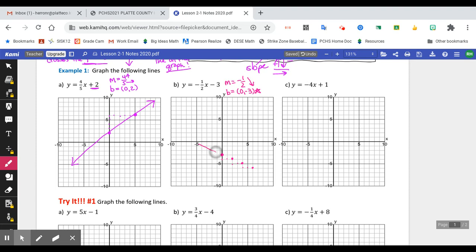And you can put as many points as you would like to put. I always say you have to put at least 2, right? Because you've got to have 2 to make a line. But you can keep going if you need to, okay?